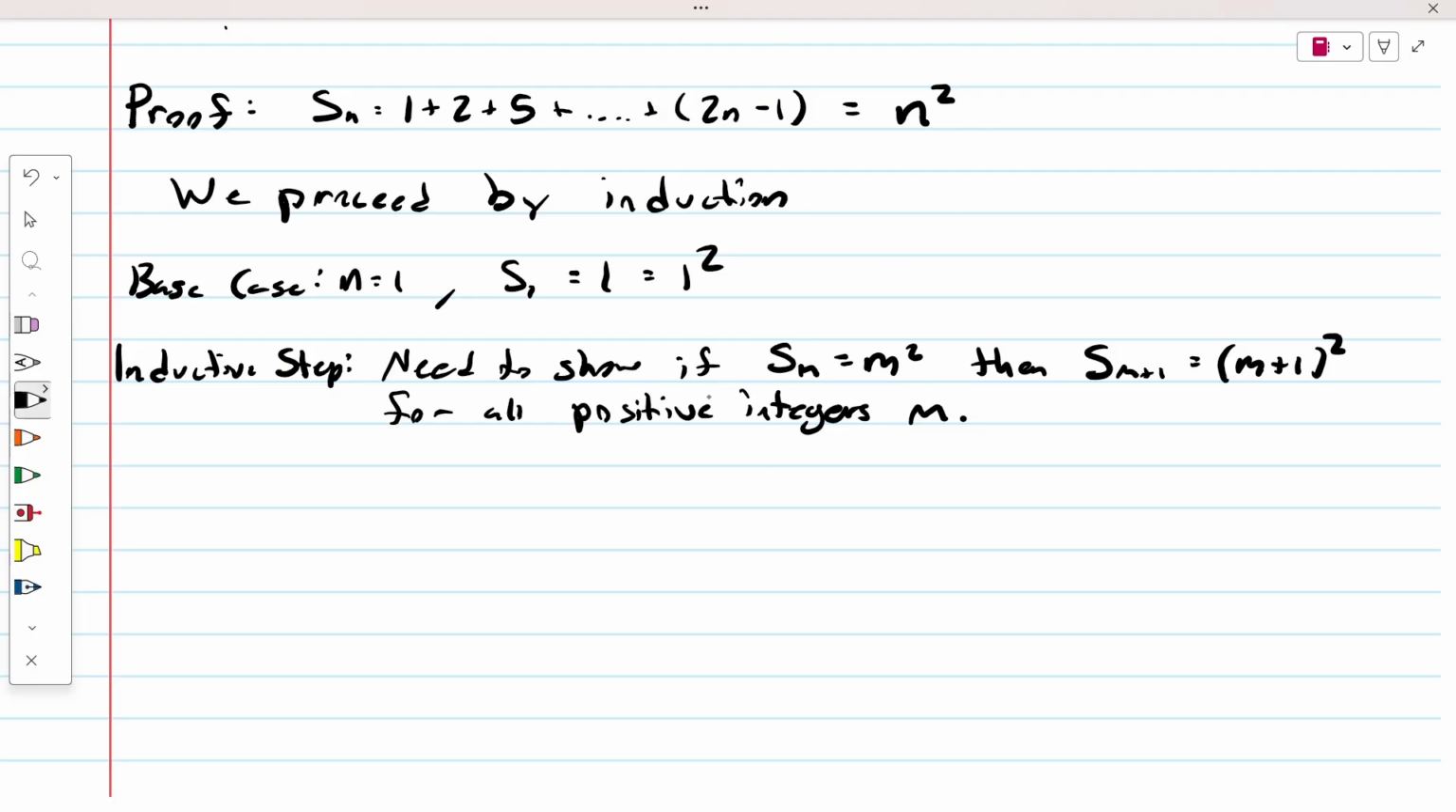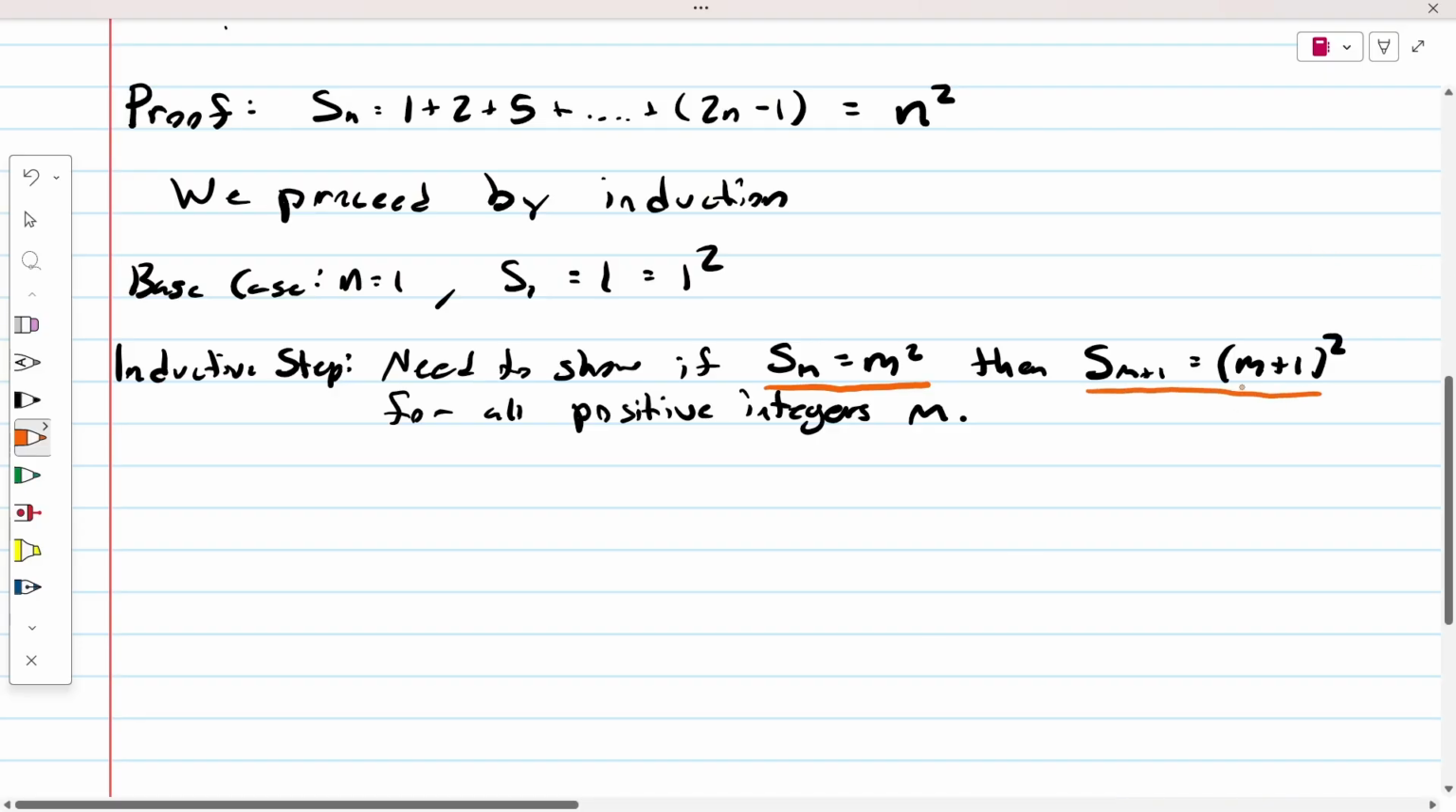So since we're saying if, the key is we're saying that if S of m equals m squared, we can assume that that's true, and then we can deduce that it equals this. Okay? So let's start by just saying we assume that S of m equals m squared. And this is what we can call the inductive hypothesis. Okay? And so now we can proceed from here.